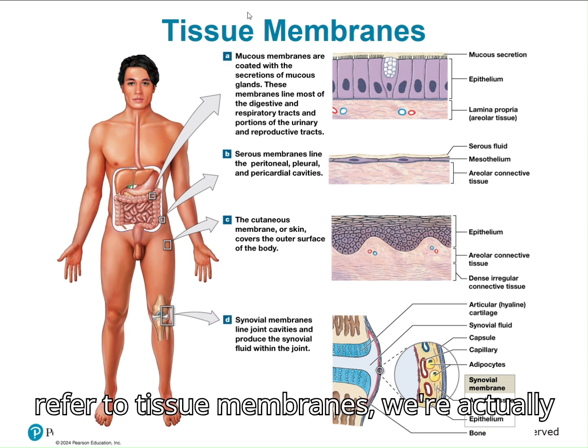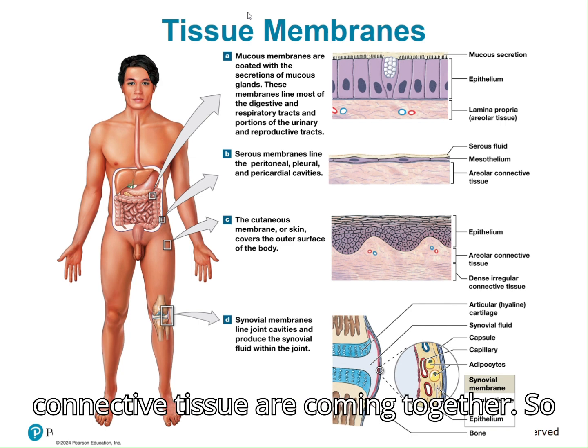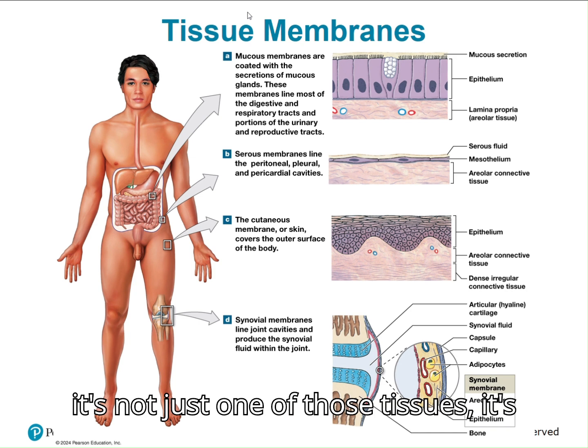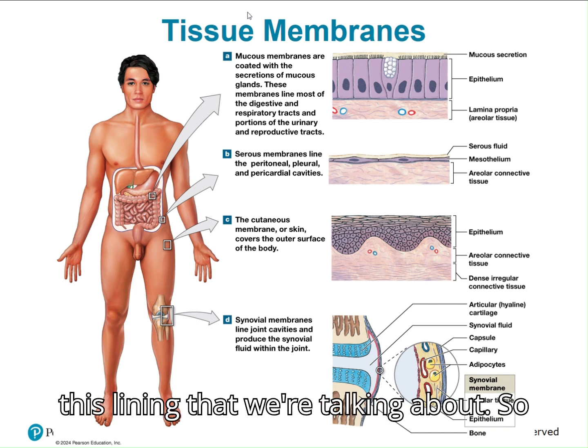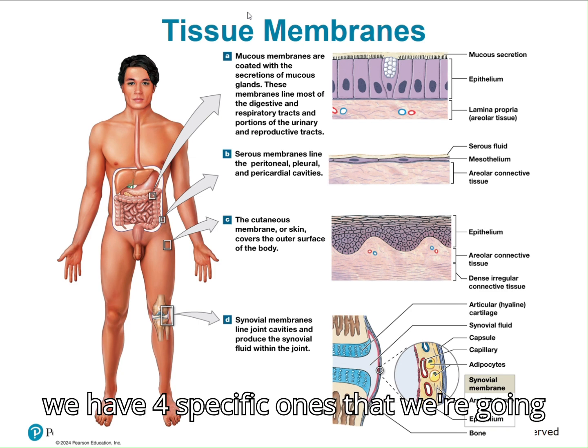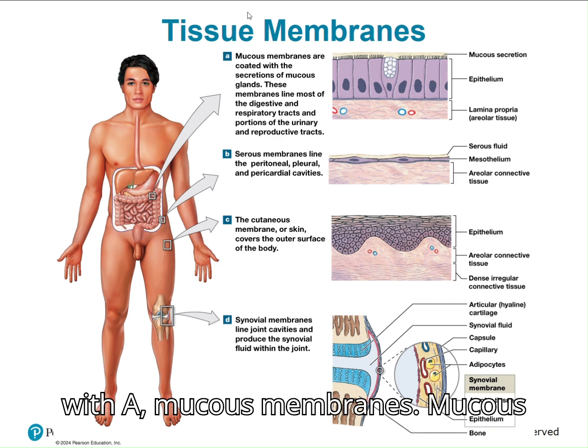When we refer to tissue membranes, we're actually referring to where epithelium and connective tissue come together. So it's not just one of those tissues, it's both of those combined that are creating this lining that we're talking about. So we have four specific ones that we're going to be looking at. Starting at the top with A, mucous membranes.